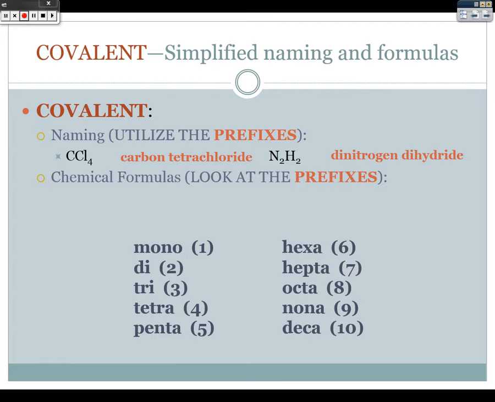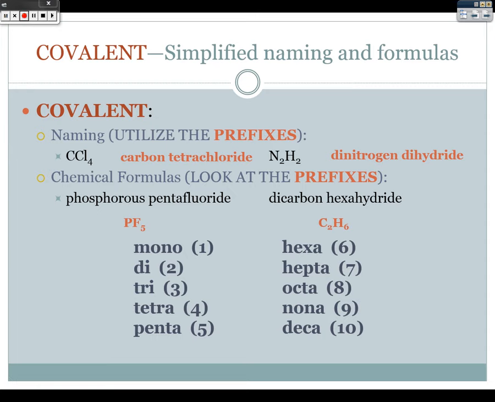For chemical formulas, you look at the prefixes and then just put those numbers as subscripts. So phosphorus pentafluoride and dicarbon hexahydride. Phosphorus, there's nothing there, so it's just going to be P. Pentafluoride, it's F, but its penta is 5, so it's going to be PF5. Dicarbon hexahydride, 2 carbons, so C2, and then hexahydride, 6 H's, so C2H6. All right, not too complicated.